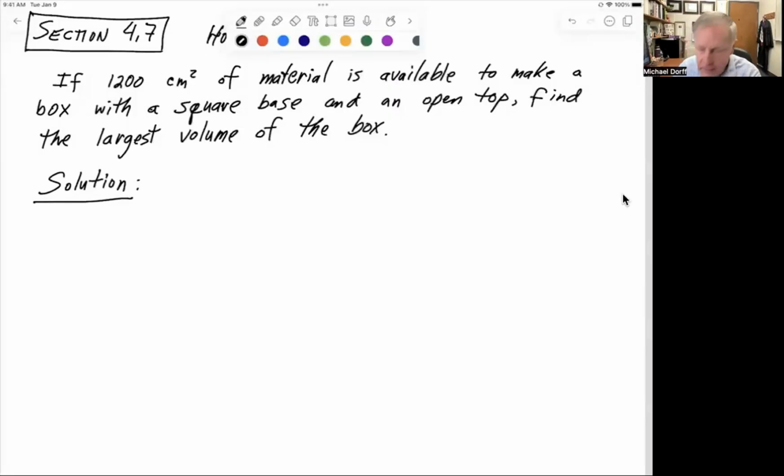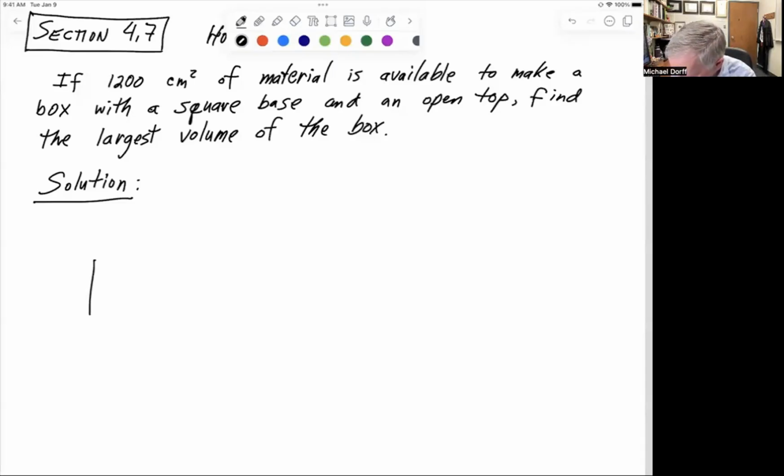We're going to continue our discussion about calculus and talking about optimization problems. Here we're going to do an example of a problem that's similar to the homework. In this problem, we're given that we have 1,200 square centimeters of material that's available to make a box with a square base and an open top. And we're supposed to find the largest volume.